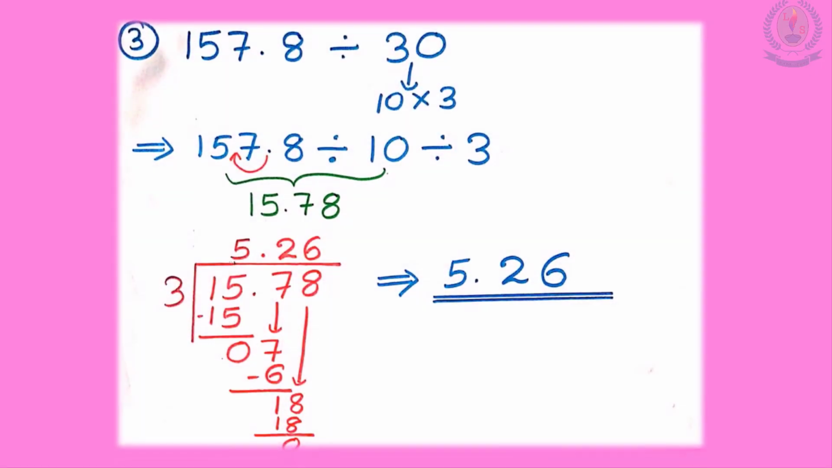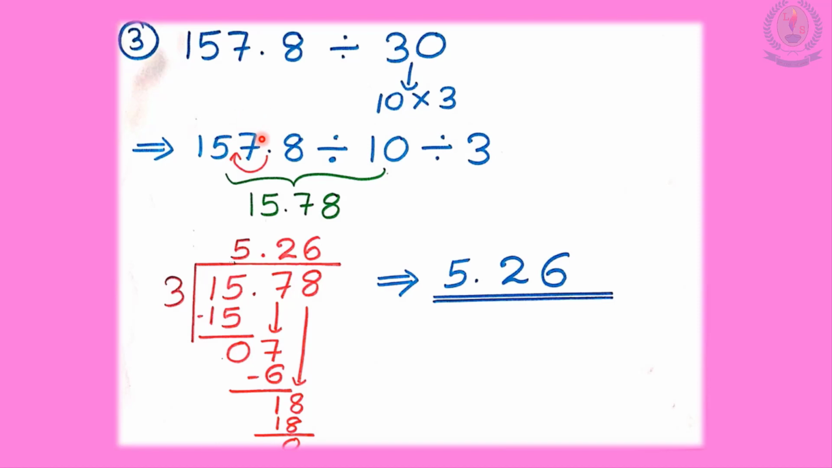Next example, 157.8 divided by 30. Here we have to divide the decimal by 30. It's somewhat hard to divide by this 2-digit number. So as in the previous method, we can separate this 30 into 10 times 3. Right, so instead of writing this 30, we can write it this way: 157.8 divided by 10 divided by 3.